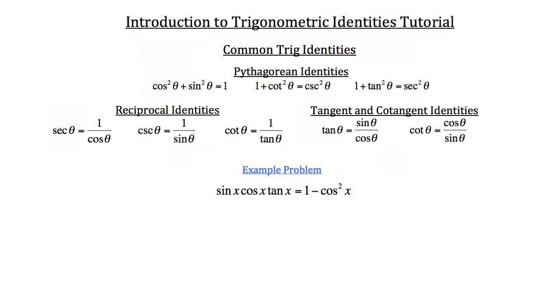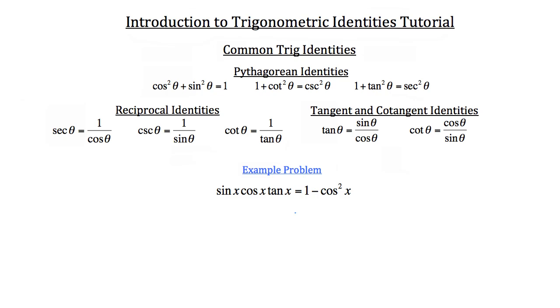Sine of x times cosine of x times tangent of x is equal to 1 minus the cosine squared of x. Now, notice already that we have a cosine squared of x. The only kind of identities dealing with a square that you know so far are the Pythagorean identities. So you want to be paying particular attention to those identities in dealing with this problem. You'll find little indicators through these problems that will help you get through them.